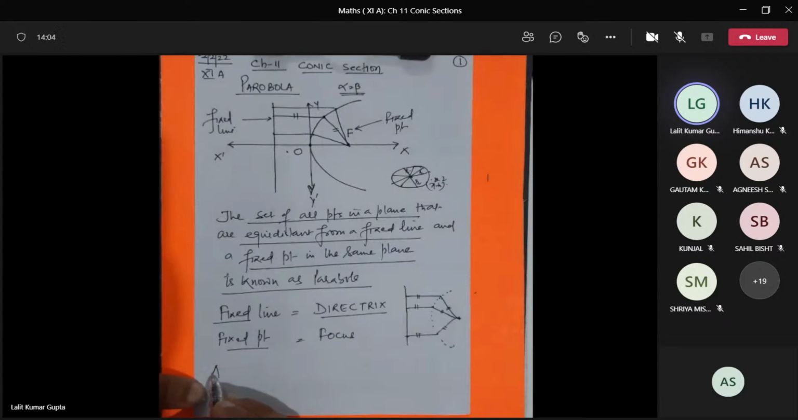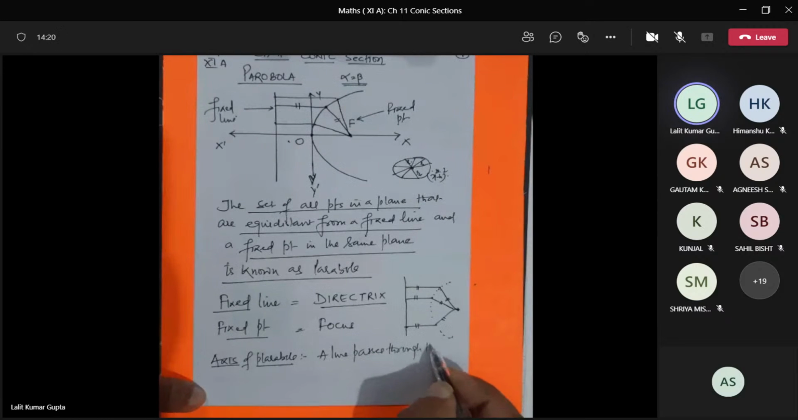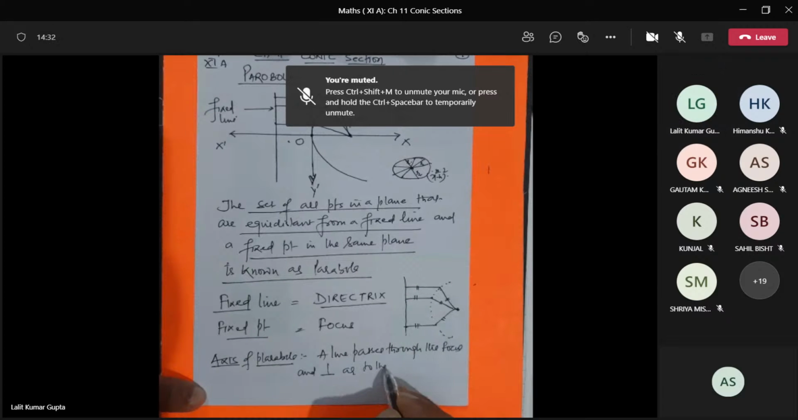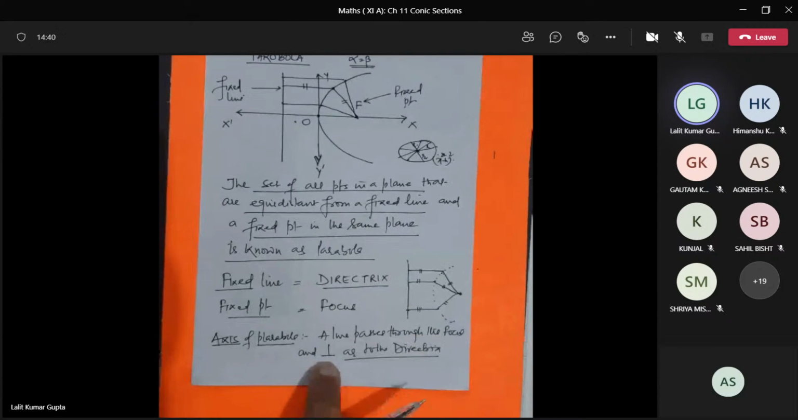Then one thing is axis of parabola. Axis of parabola is what beta? A line passes through the focus and perpendicular to the directrix. A line which passes through the focus and perpendicular to the directrix is known as axis of parabola.